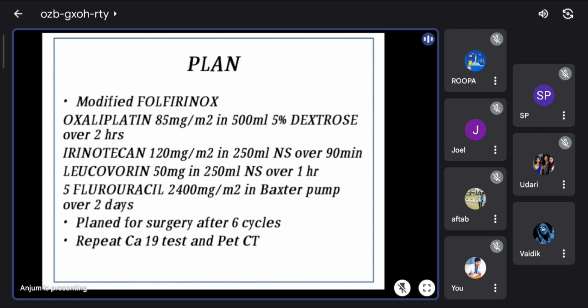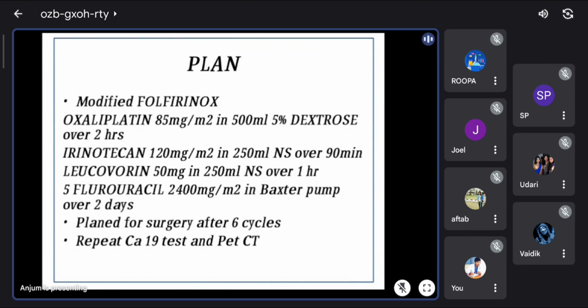Oxaliplatin. The usual normal dose for oxaliplatin is 85 mg per meter square. And the actual dose of leucovorin is 400 mg per meter square. But in cycle 1, as we cannot give the higher doses directly, we give 240 mg per meter square in cycle 1. So that was around 250 or 300, the dose was.